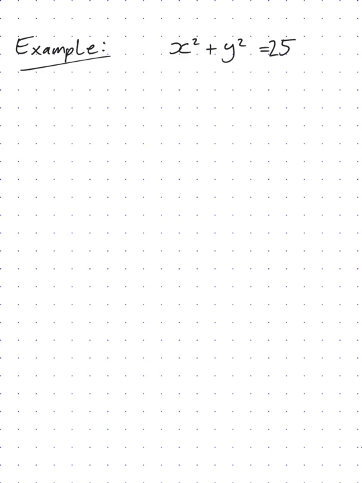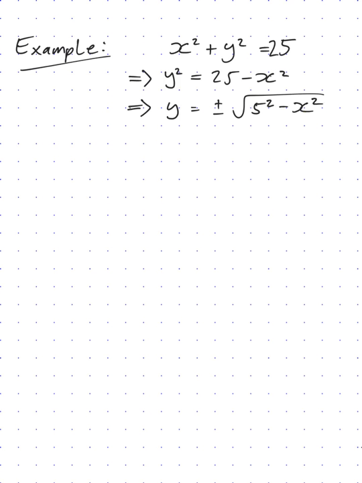The first example we look at is the equation x squared plus y squared is equal to 25. Now we can solve this equation for y in order to explicitly write y in terms of x. So in this case it's going to be plus or minus the square root of 5 squared minus x squared. You'll see why I write 5 squared in a second. So that's what we call an explicit expression for y in terms of x.